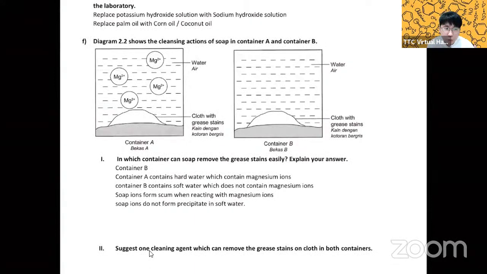And lastly, suggest one cleaning agent that can remove grease stain in both containers. So guys, what is the cleaning agent that can work in both hard and soft water? Definitely detergent.